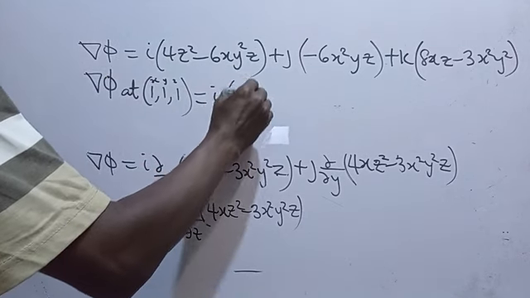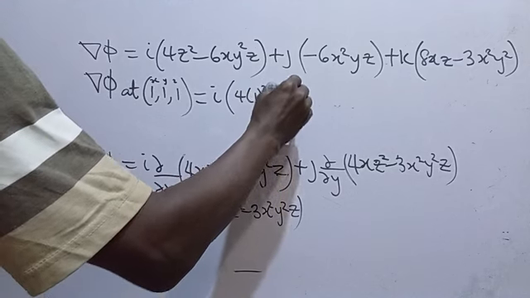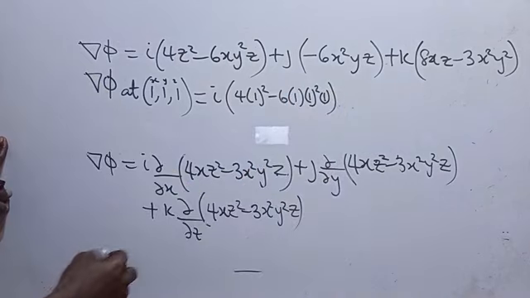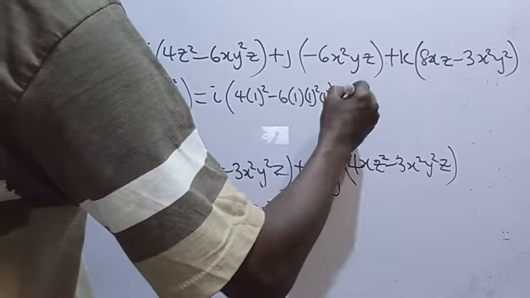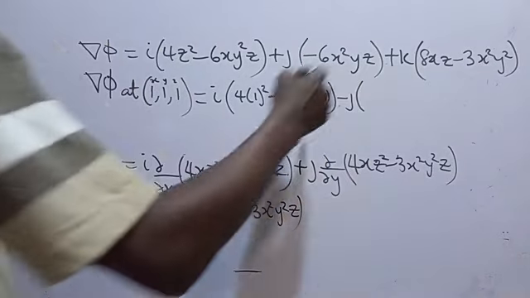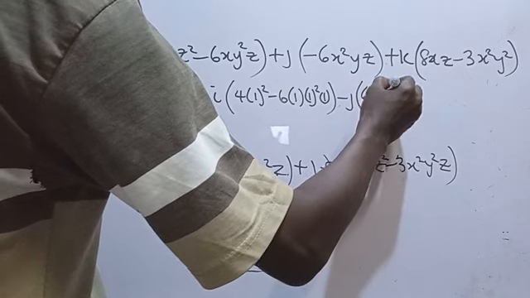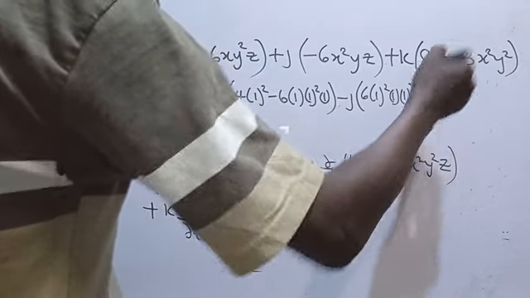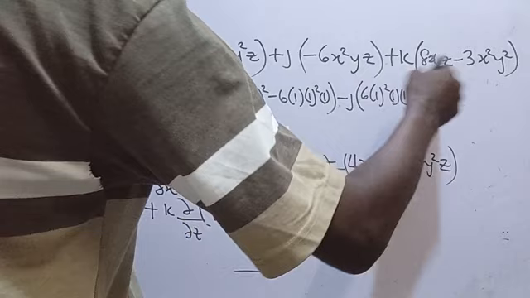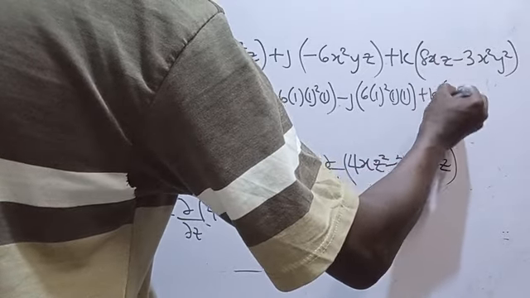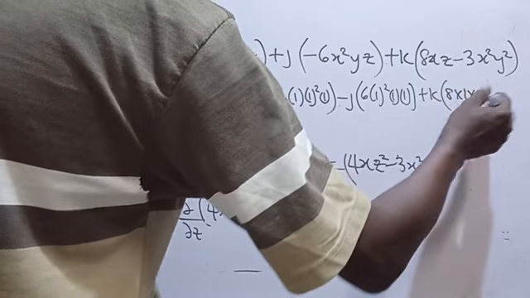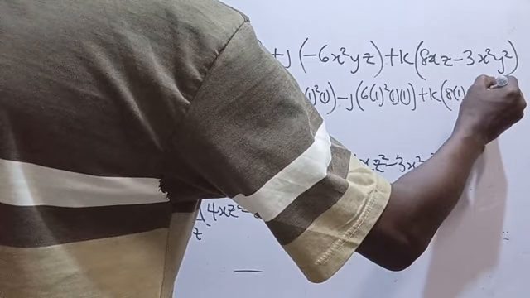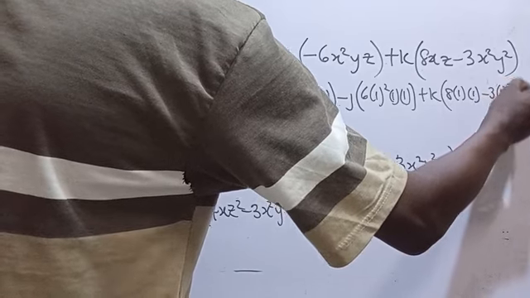So that will be what? 4 times 1 squared minus 6 times 1. Everything is 1 anyway. 1 squared times 1. Then plus times minus j, 6 times 1 squared times 1 for y times 1 for z, plus k. What do we have here? It's 8 times 1 minus, let's write it, 8 times 1 times 1 minus 3 times 1 squared times 1 squared.